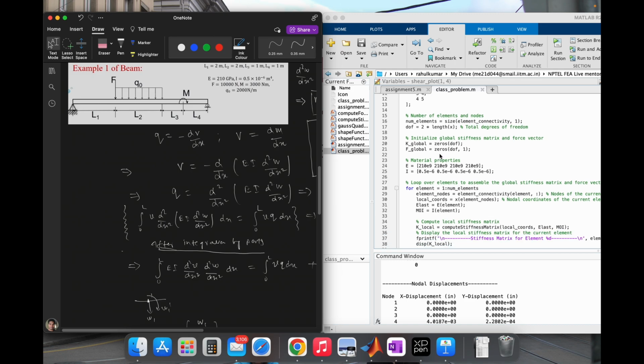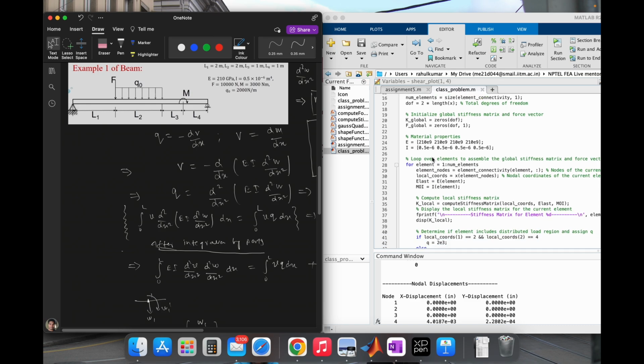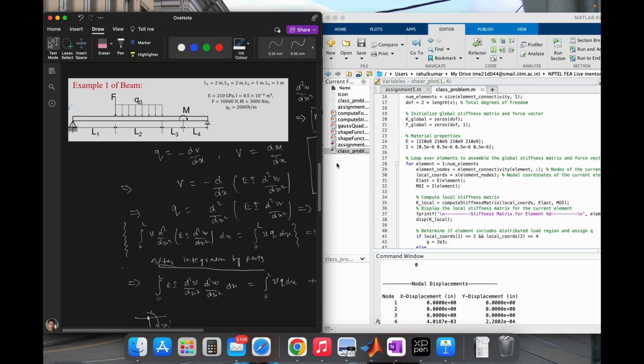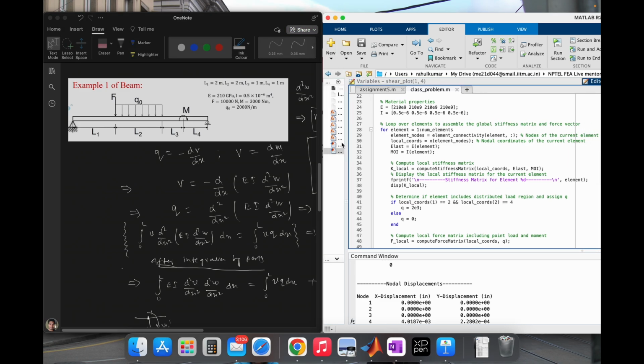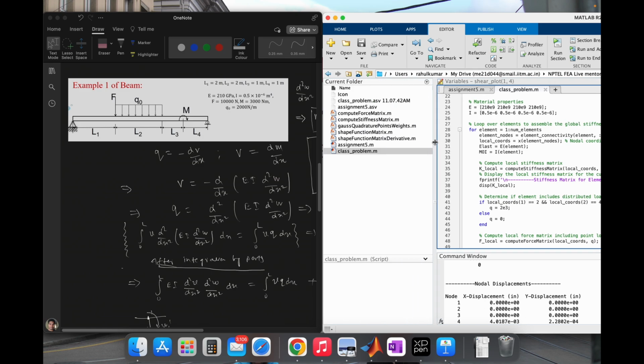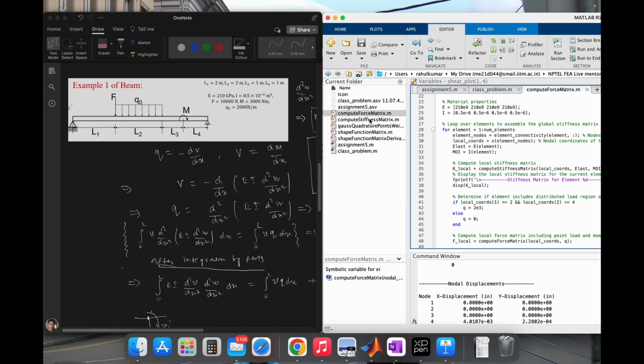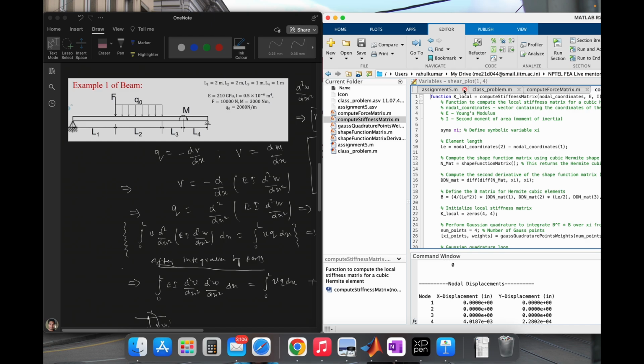So we will first initialize the global stiffness and force matrix, and here for each element it is given the same Young's modulus. So for 4 elements we have to write E as 4 elements, and similarly the moment of inertia is also given. Now for each element we have to provide the Young's modulus and moment of inertia. So, the stiffness matrix and force matrix.